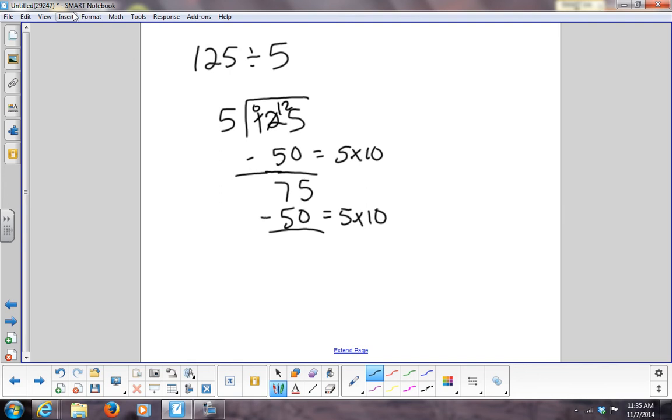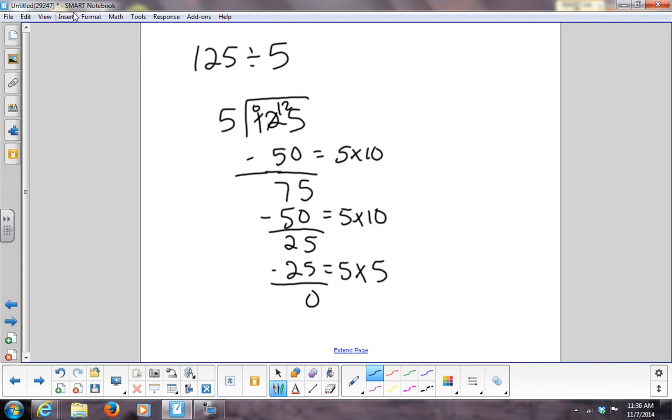Okay, so now I'm going to subtract again. 5 minus 0 is? 5. 7 minus 5? 2. Can I do another 50? No. Okay, can I do anything else? How about, do we know anything that equals 25? Yeah. 5 times? 5. Okay, so I'm at my 0.